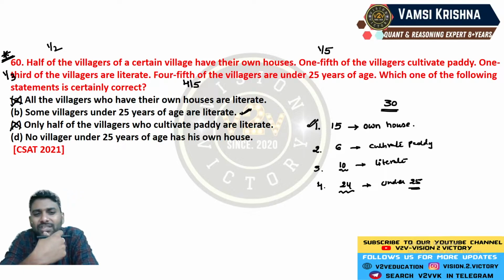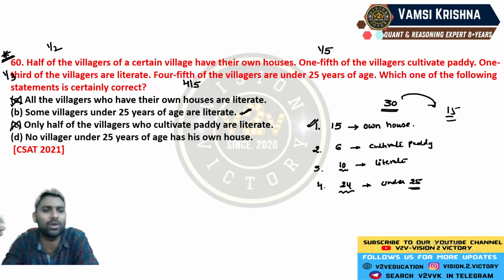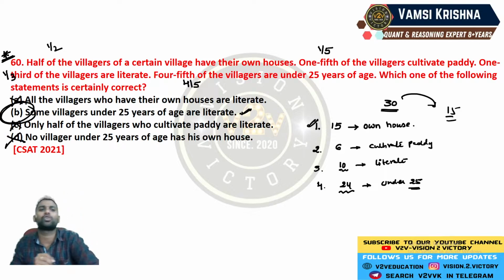Next, no villager under 25 age has own house. Now, you already know that out of 30, 15 have houses and 15 have no house. But here, under 25, there are 24 people. So that is absolutely wrong. We can conclude directly, because definitely a few people have their own houses also. That's why, according to this information, option B is always valid.